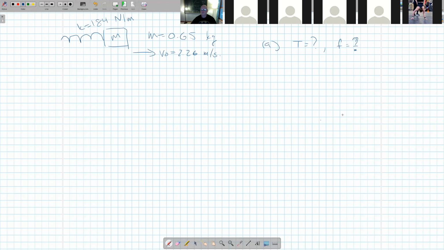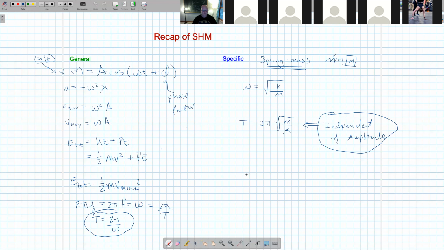I would probably try to find the period first. Sounds good. So let's look at the period. Let's go back to what we wrote down on the previous page. According to this, the period is 2 pi divided by the frequency, or as we wrote over here, 2 pi times the square root of the mass divided by the spring constant. Do we know the mass in this case?